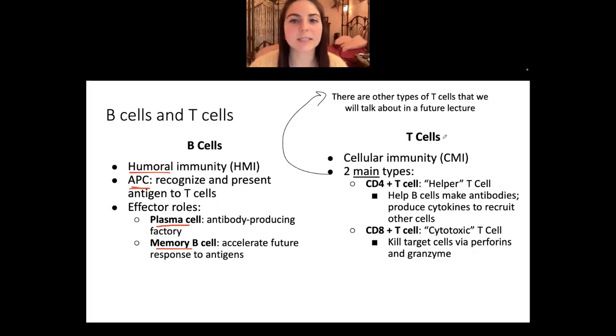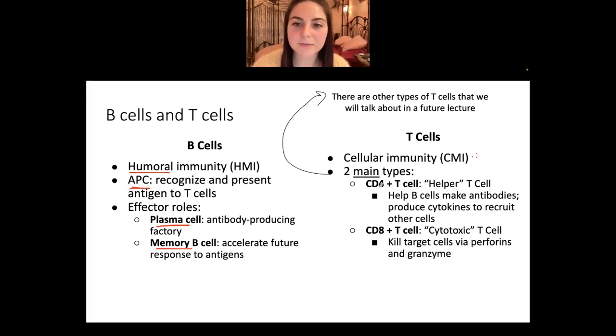T cells are involved in the cellular immune response, so they're involved with cellular immunity. I briefly mentioned this, but they're really good at killing things that are intracellular, like viruses, parasites, anything that's inside of a cell, the T cell needs to kill. There's two main, with quotes, main types of T cells. There's a lot of different types of T cells we're going to talk about on Friday, and you do need to know all the different types, but the main types that you'll probably see the most often are CD4 positive and CD8 positive T cells.